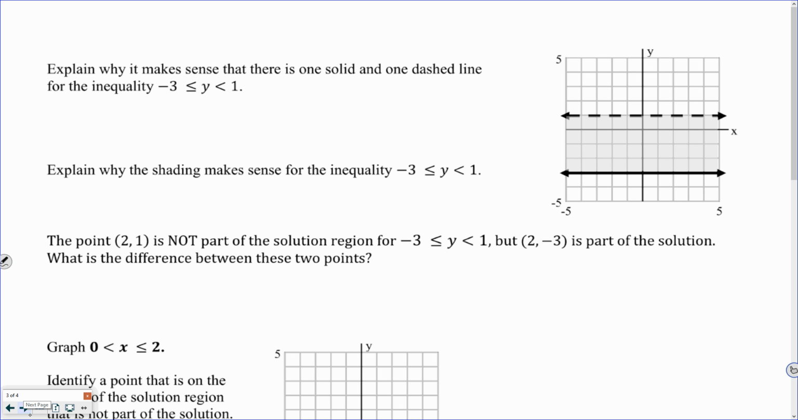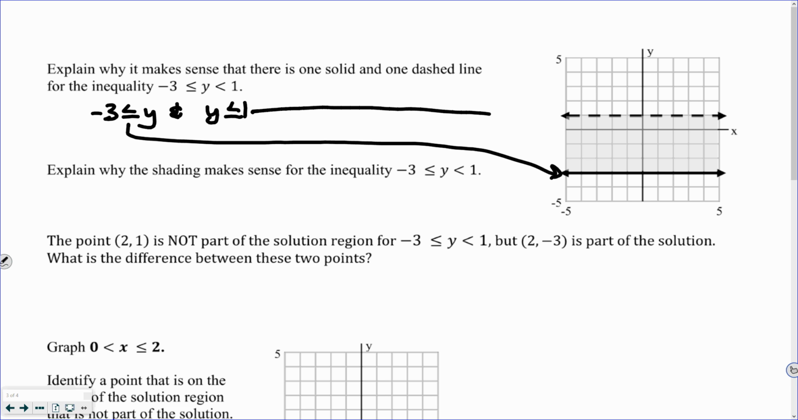So explain why it makes sense that there is one solid line and one dashed line for the inequality that you see right here. Well, because number one, you've got 2 lines. So you have to think of this as breaking up into 2 parts. You've got -3 is less than or equal to y, and you've got y is less than 1. This inequality is right here, and this one is right here. But we wrote it as a compound inequality.